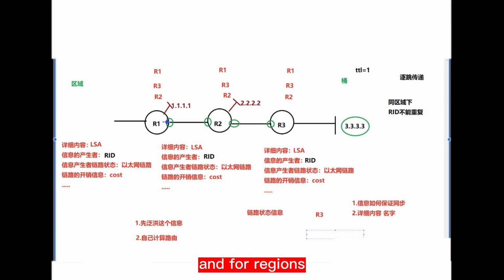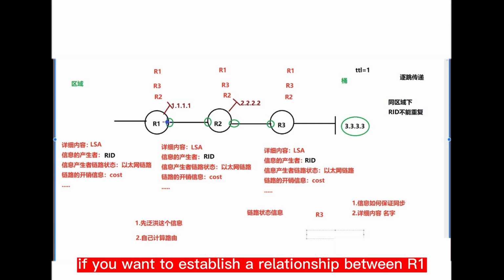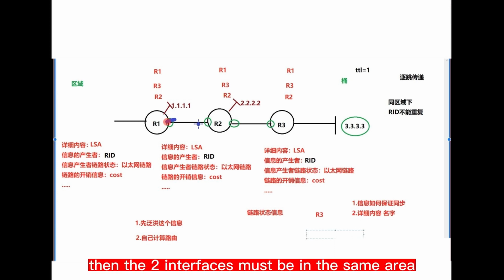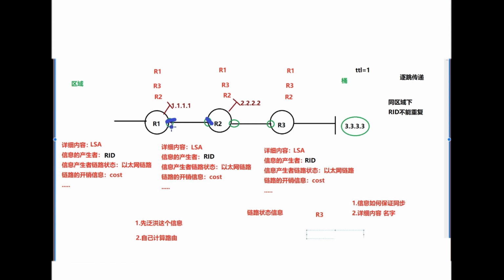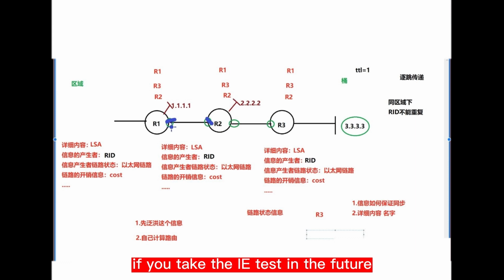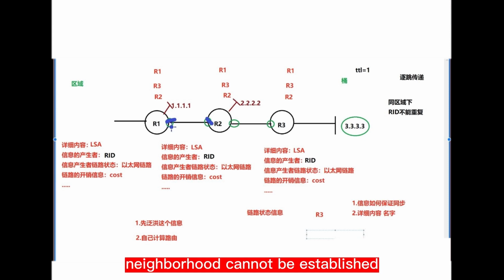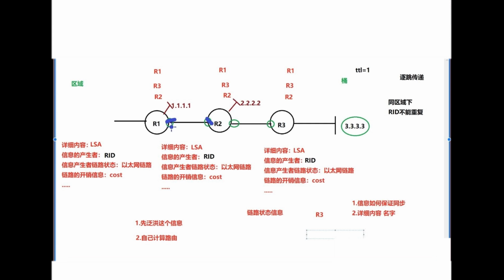And for areas, let's go back to this picture and say, if you want to establish a relationship between R1 and R2, then the two interfaces must be in the same area. This is a prerequisite for their data to be synchronized. If you take the IE test in the future, there will also be corresponding questions. Neighborhood cannot be established. The reason may be that the area code is inconsistent.